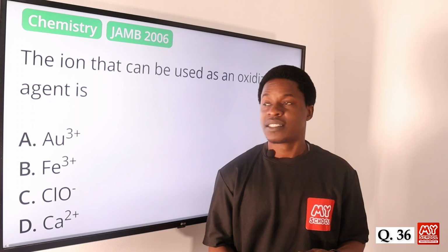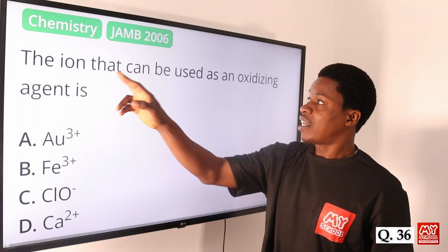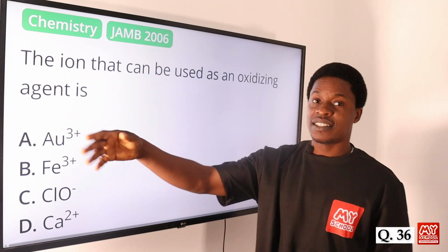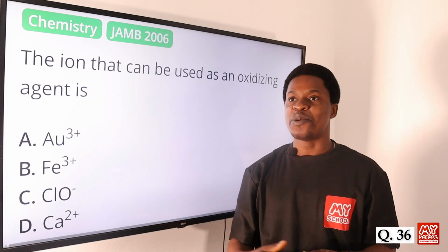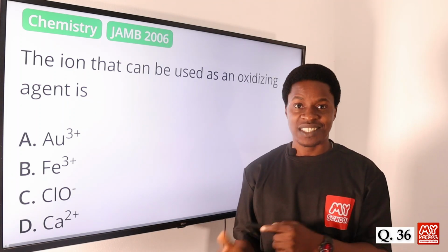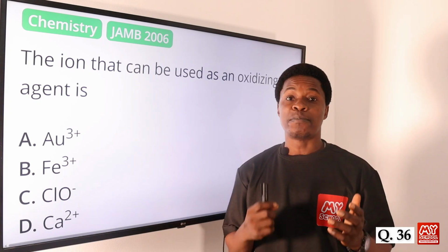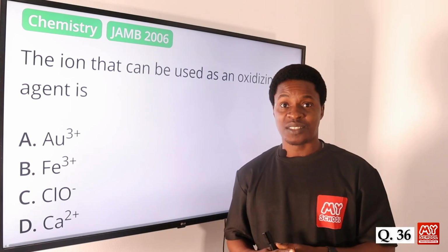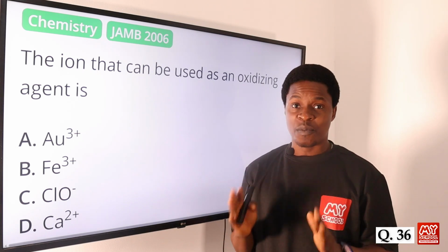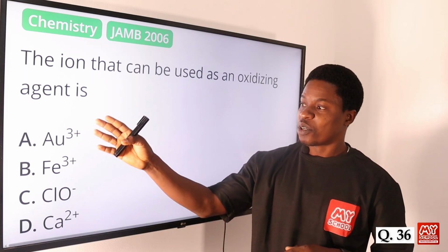Question 36. The ion that can be used as an oxidizing agent is what? Usually we know that non-metals are oxidizing agents. We know that metals are reducing agents. So all we need to do, there's no point wasting time here. Look at all the options we have here.